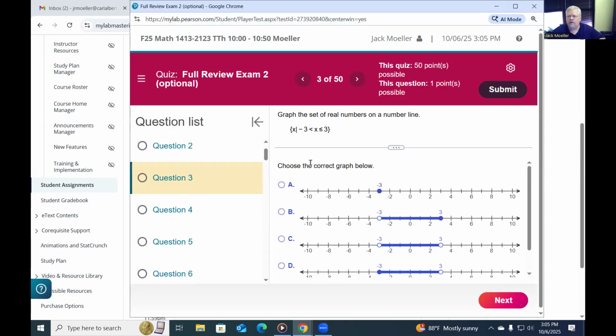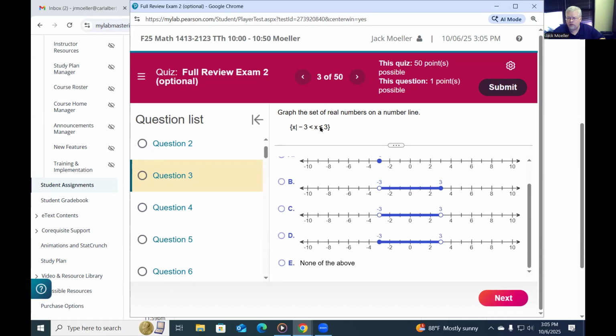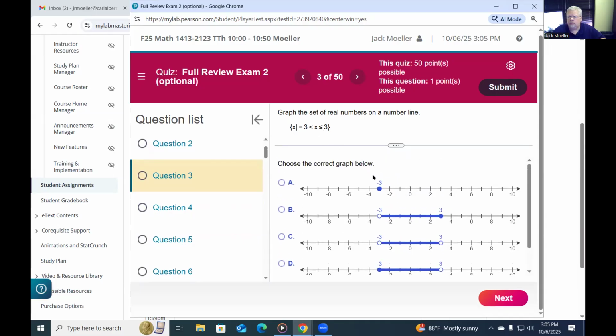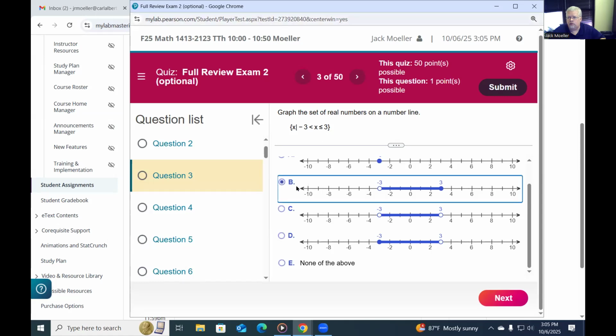Now this is a compound inequality: -3 is less than x, which is less than or equal to 3. When you have a compound inequality like this, you're not going to go forever in positive or negative infinity. You're going to be in between two numbers, between -3 and +3. And since it's matching, see, open circle on -3 and then closed circle on +3. They can be different. So this one would be B.